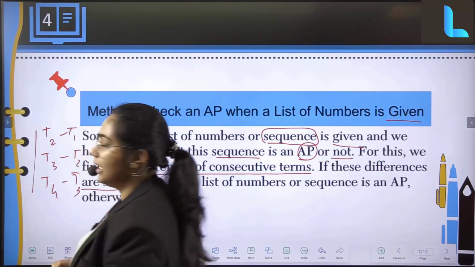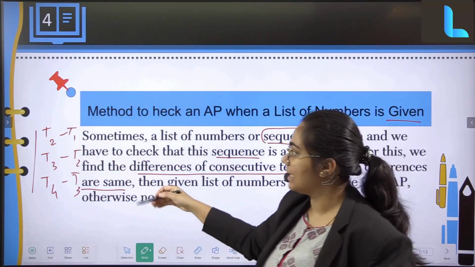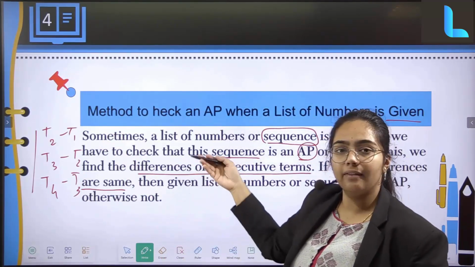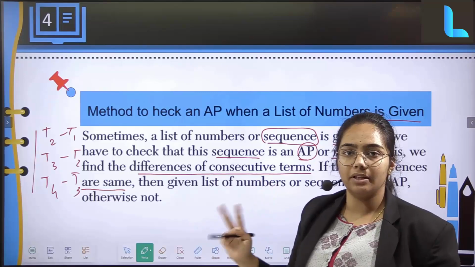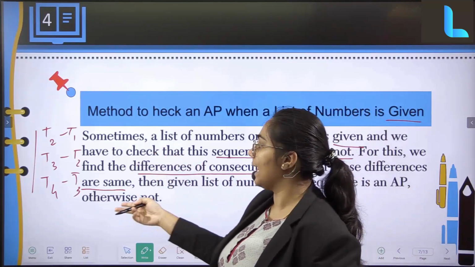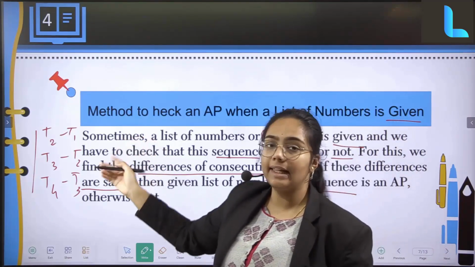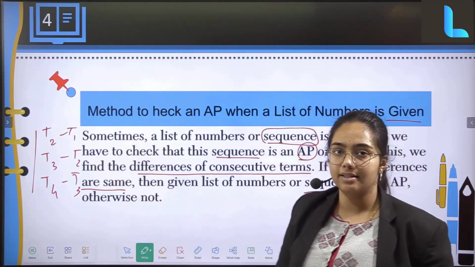If all of them are equal, suppose I get a common difference of 2, 2, 2, every difference is 2, then I can tell that it is the sequence of an AP. If I get 2, 3 and again 2, it is not an AP at all.